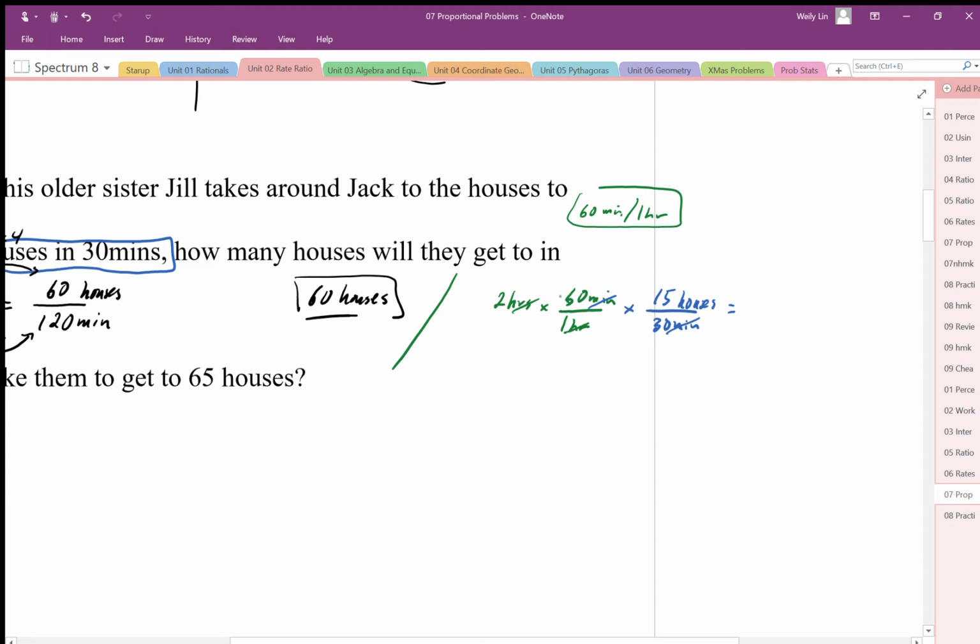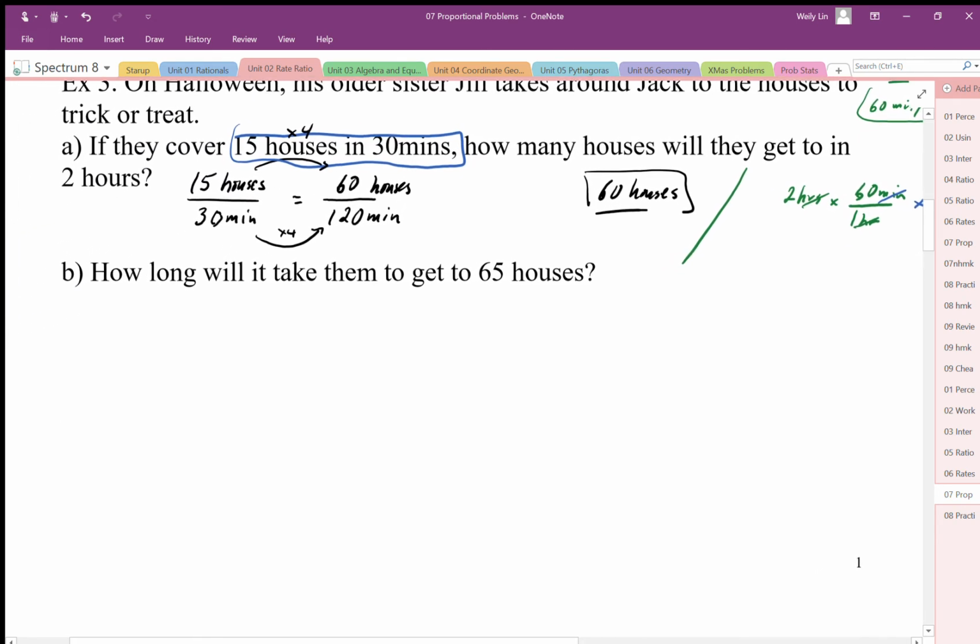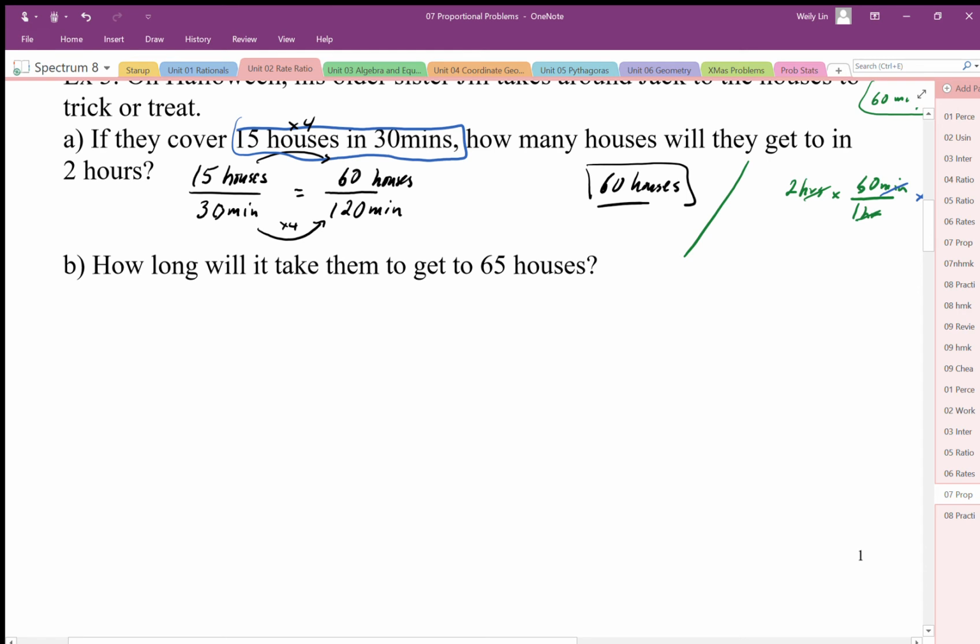So now it's all times on top, divide on bottom. I have 2 times 60 times 15 divided by 30. Well, 60 divided by 30 is 2, and 2 times 2 times 15 is 60 houses. So we get the exact same solution, but now we're using the unit analysis strategy. So let's do the same thing here and use a unit analysis strategy.